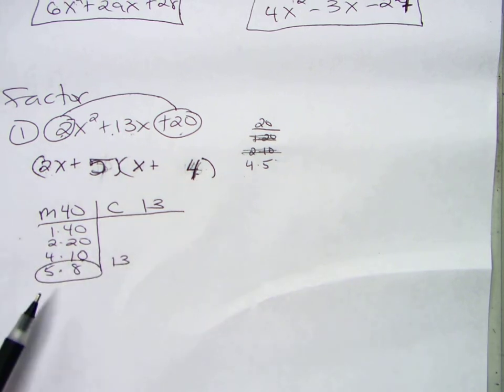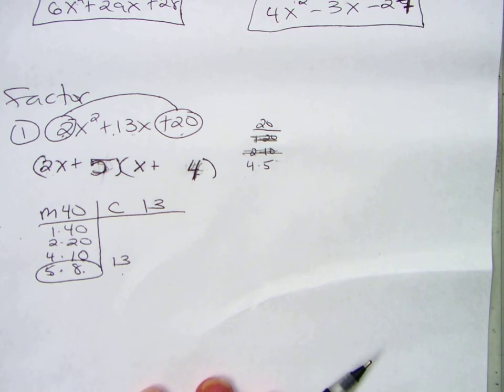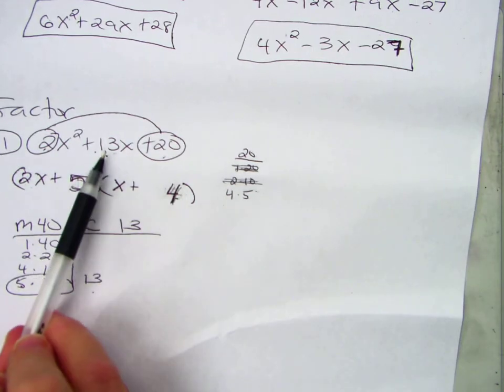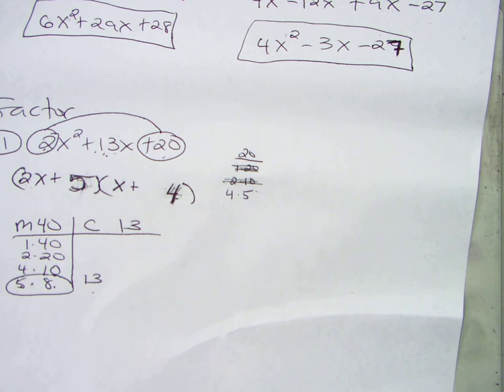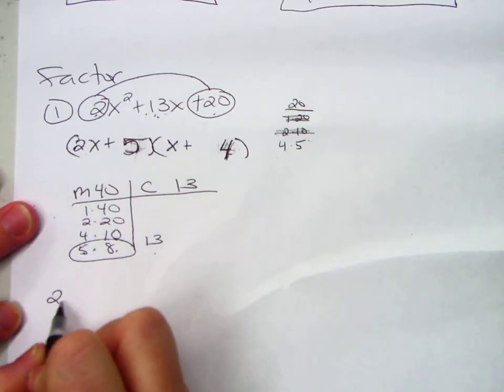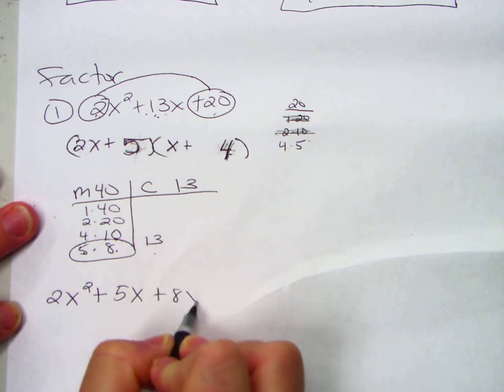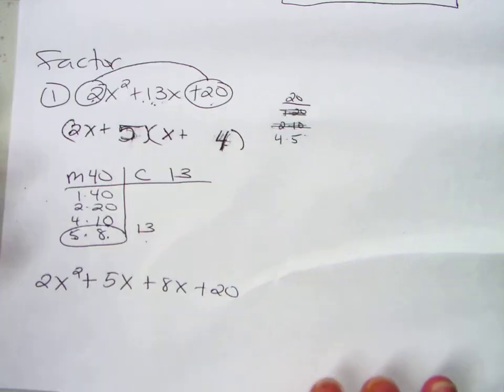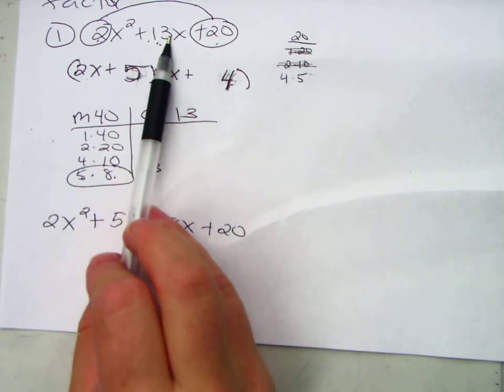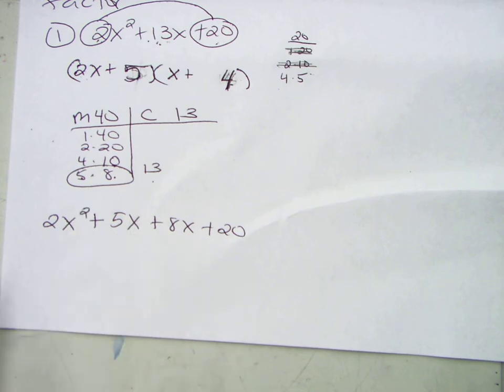5 and 8 gives you 13. What we're going to do is replace our 13 with 5 and 8. So 2x squared plus 5x plus 8x plus 20. Replace the middle term with 5x and 8x. How many terms are there now? There's now 4 terms.